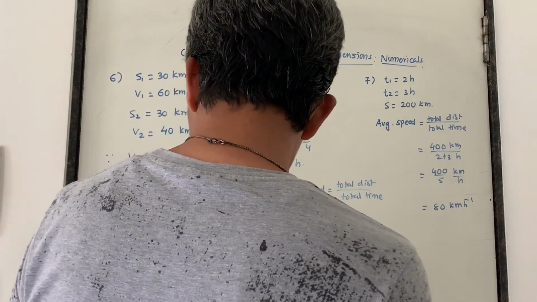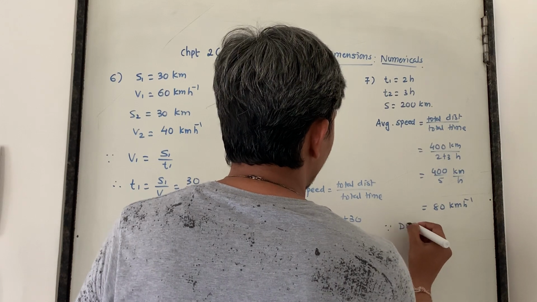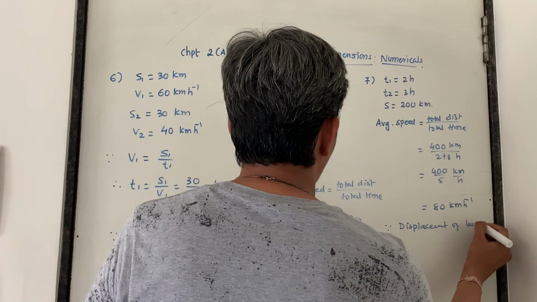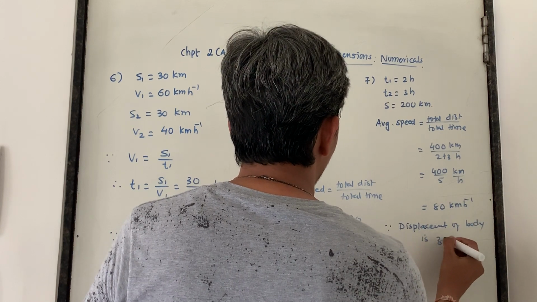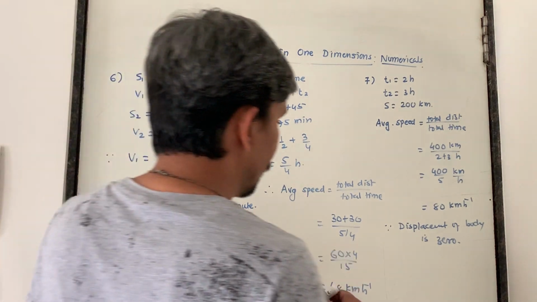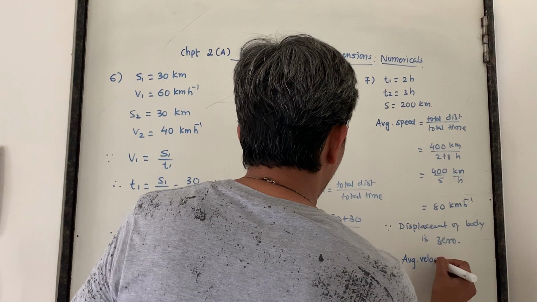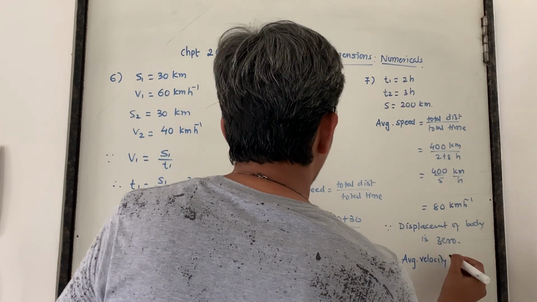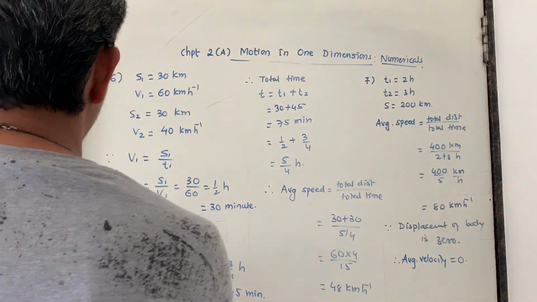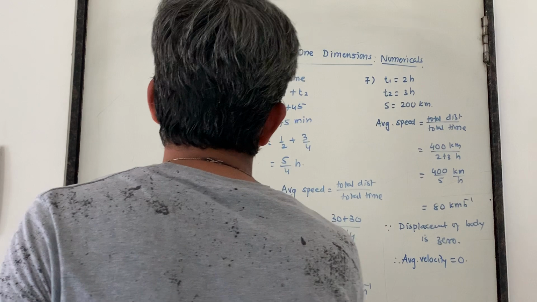What is the average velocity? Now, since displacement of body is 0, because train is again coming back to the same point, therefore your average velocity will be 0. Average velocity will be 0. Right? Just check the next part. 7th. We'll go with the 8th one.